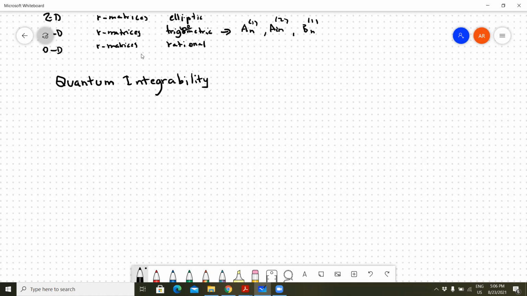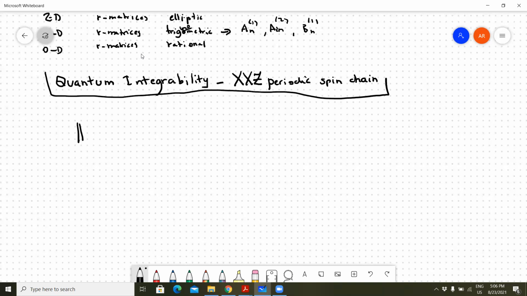So, in order to introduce these objects, I will focus on this XXZ spin chain. So I'll focus on this discrete system. I will focus on the periodic one. And so let's start with the Hamiltonian. First, just understanding what this means and why people are interested, and then we can go to a more algebraic construction.